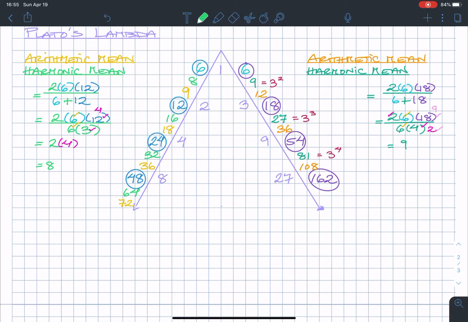Well, on the left, 8 is 2 cubed. 16 is 2 to the 4th. 32 is 2 to the 5th. Oh, why did I choose to... I keep on using the wrong colors. Let me make this hot pink.